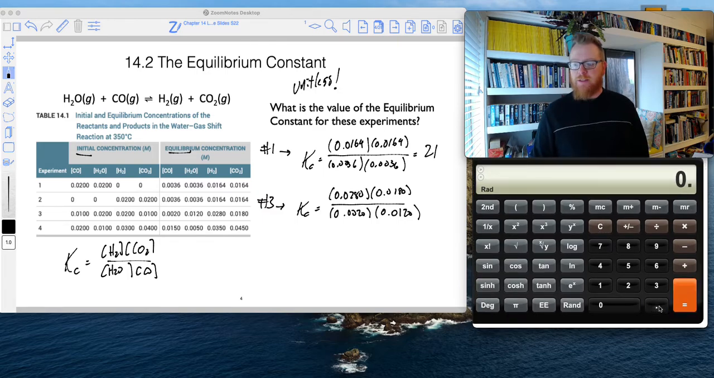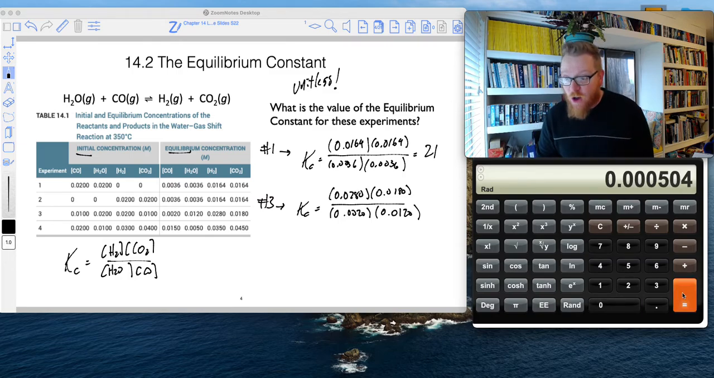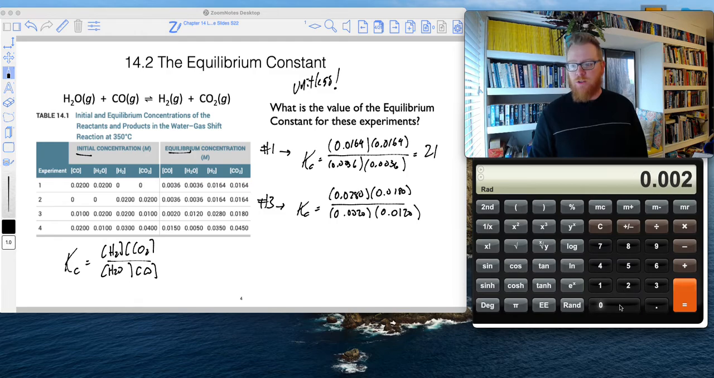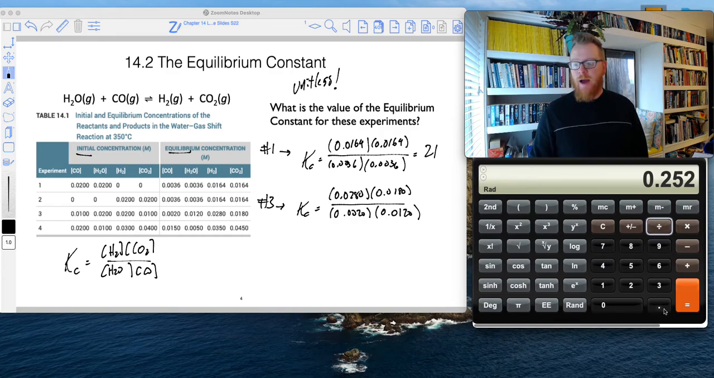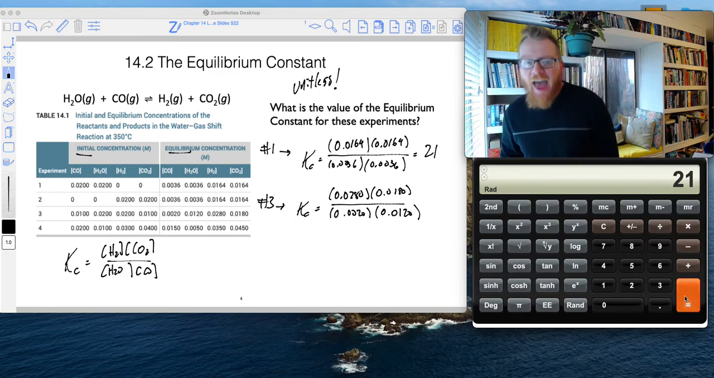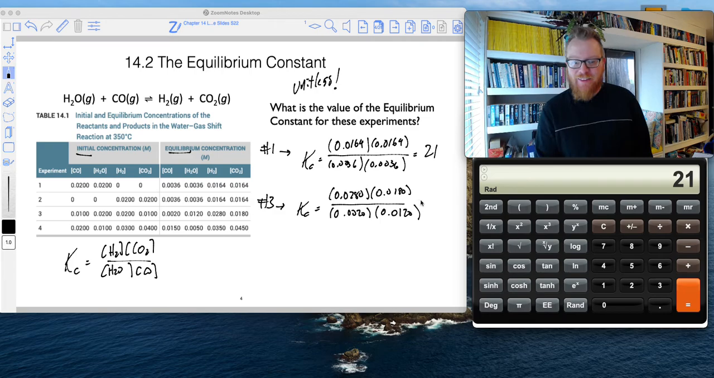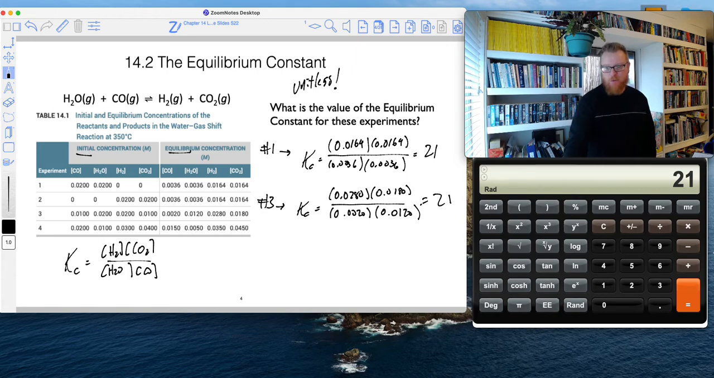Okay, so now let's see here. So we can do this by saying 0.0280 times 0.0180 equals, and now because this is all being divided and multiplied, I can actually just say now this divided by 0.0020 equals, and then now I could say divided again by 0.0120 equals, and look at that. We actually get right on the money 21 for the equilibrium constant, okay?